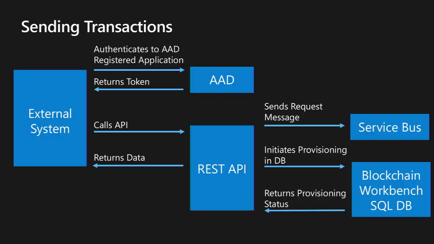Now you may wonder, perhaps, so where is the blockchain network in this diagram? Actually, it's targeted by the service bus. So the service bus is actually sending the transactions to the blockchain network and getting results back and feeding the SQL database.